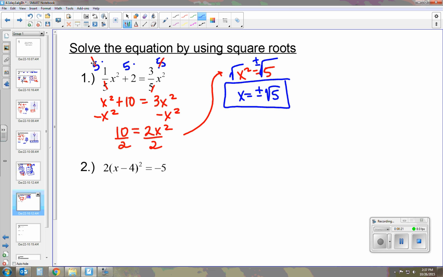Our very last one on square roots, we have to get the function by itself, so we divide by 2. We get x minus 4 squared equals a negative 5 over 2. Square root both sides. But I'm going to stop right here because I have a negative underneath that radical, and for right now we cannot have a negative underneath that radical. So the answer for this one is no real solutions.